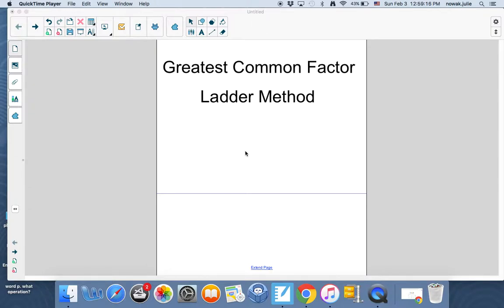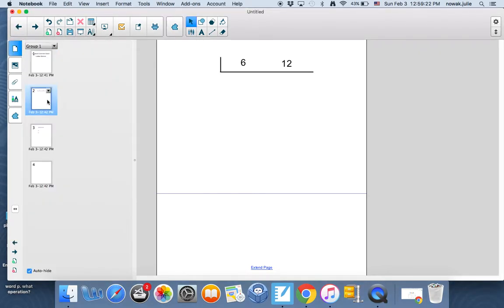Going to explore how to find the greatest common factor using the ladder method. So for an example, we're going to try to find the greatest common factor of the numbers 6 and 12. So you place those two numbers next to each other inside two lines like this.